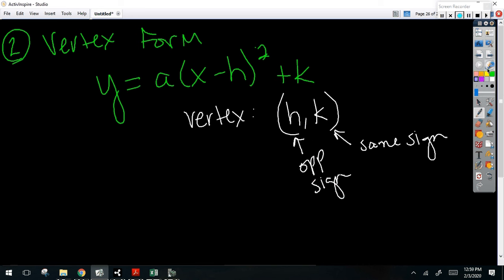And then our steps are going to follow the same way they did before. We're going to find our easy point, we're going to reflect, and then connect. Okay, let me show you an example.